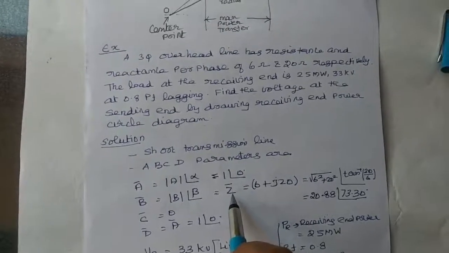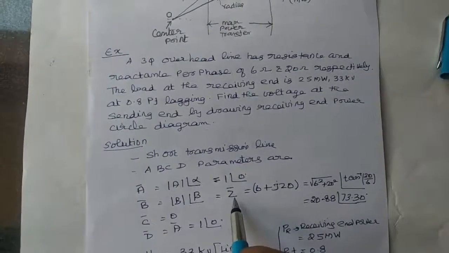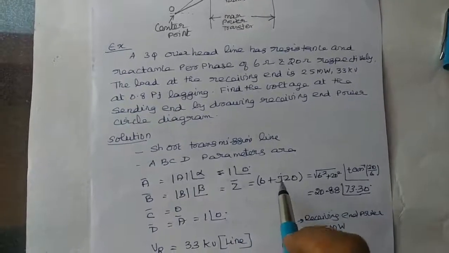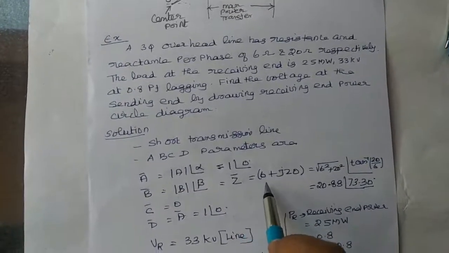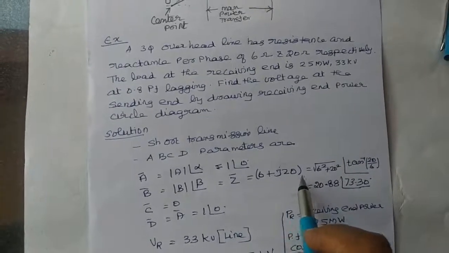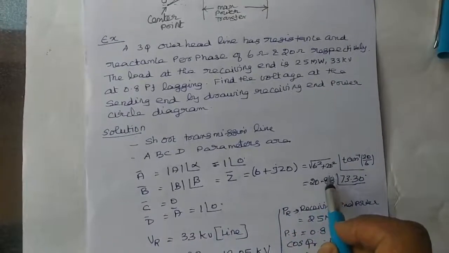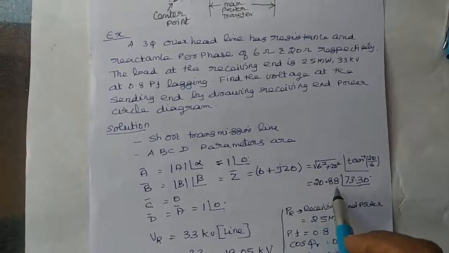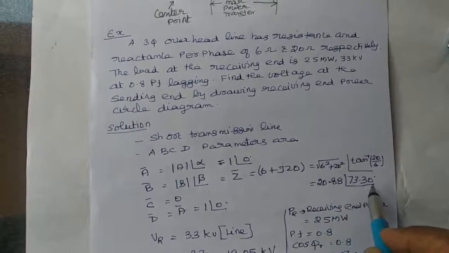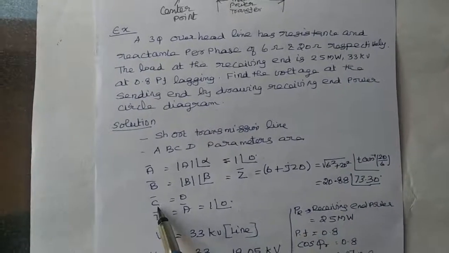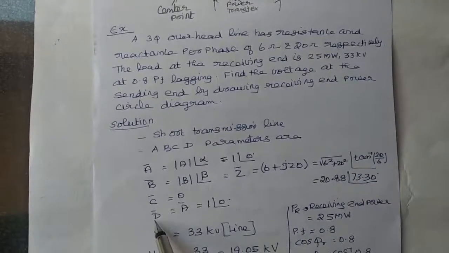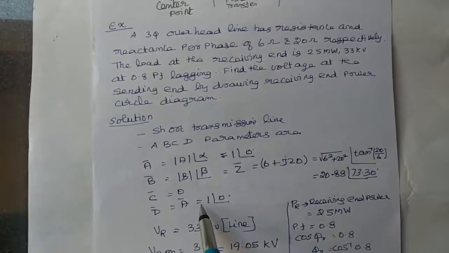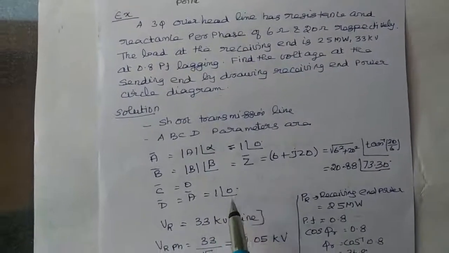In the problem, the resistance and reactance values are given as 6 and 20, and the impedance is 6 plus j20. Convert this into the magnitude and angle values. The magnitude is 20.88 at an angle of 73.30. The value of C is equal to 0. The value of D is equal to A, which is 1 at an angle of 0.